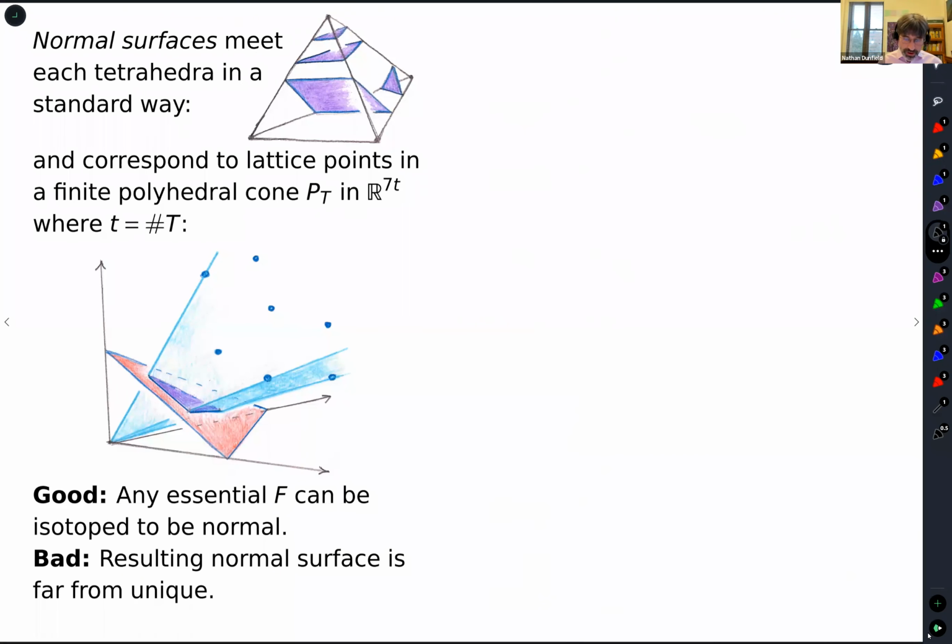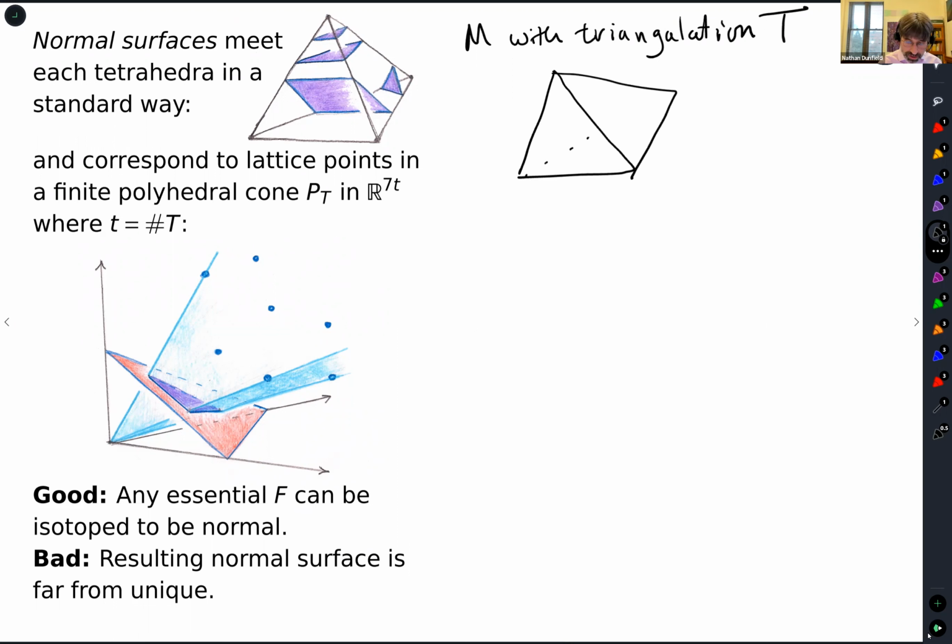Okay, so we have our three manifold here, M, and let's look at a triangulation. Let's call it T. By that I just mean a simplicial complex whose underlying space is M, so just some finite number of three simplices glued together. And we're interested in surfaces, right? So we can look at our surface. How does it meet these tetrahedra? Well, of course, it could be quite complicated.